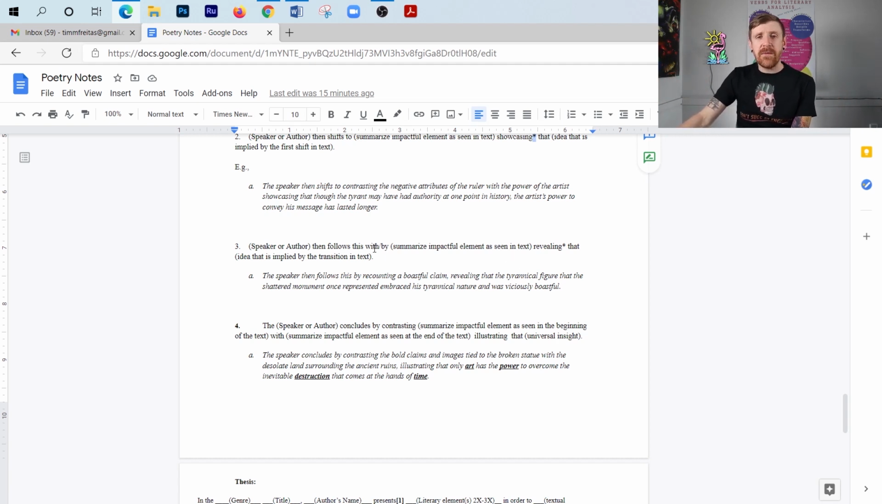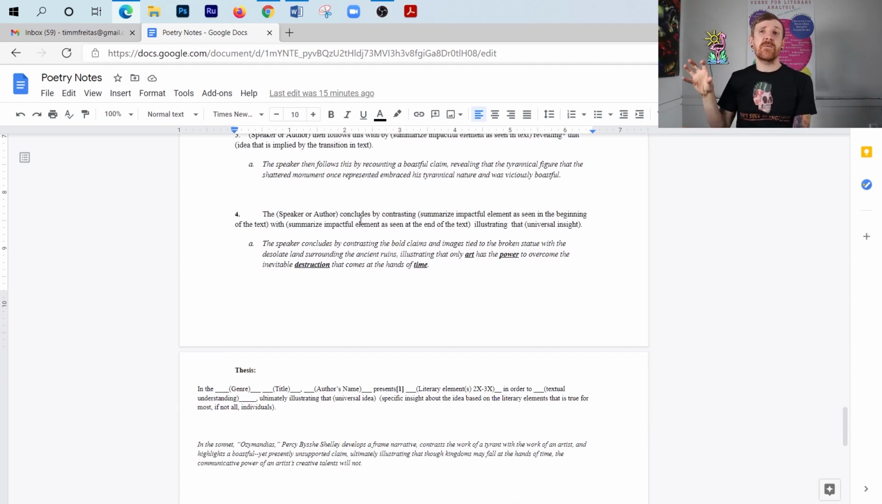And then finally, we have our last stem, and this is the one where we start getting universal, where we pull our understandings out of the text to make it universal. And that's why this will be our conclusion. We have the speaker or author concludes by, and we're going to keep it with the speaker here because the speaker is telling the story. We're going to say the speaker or author concludes by contrasting, and then it says summarize an impactful element seen at the beginning of the text with summarize an impactful element at the end of the text, illustrating that, and then you're going to put a universal insight in there. And that is a thematic statement that's universal, that goes outside of the text.